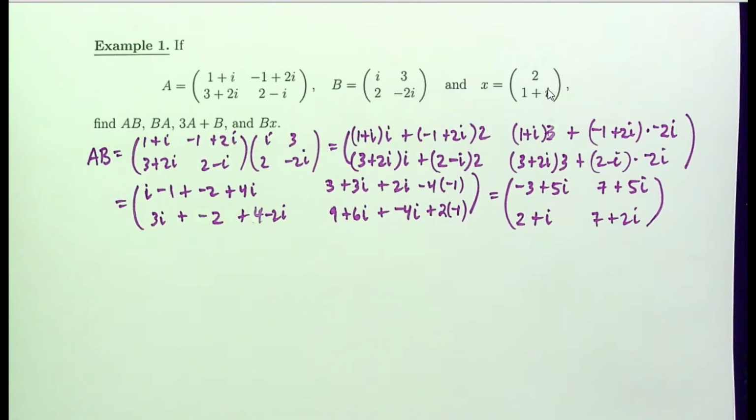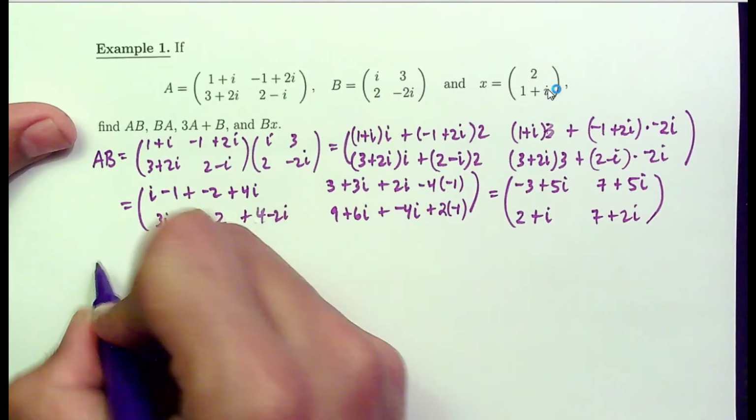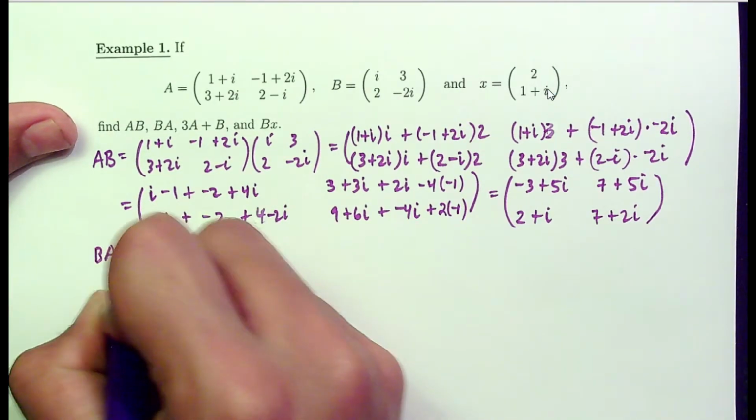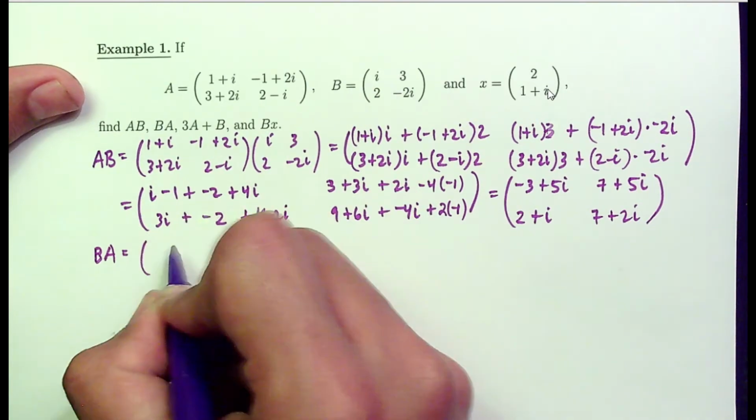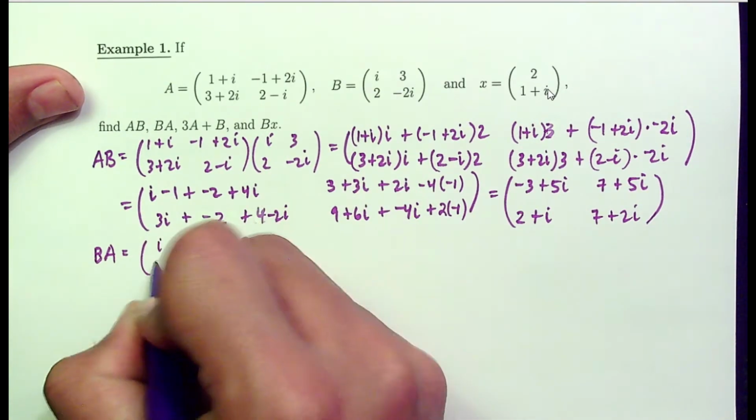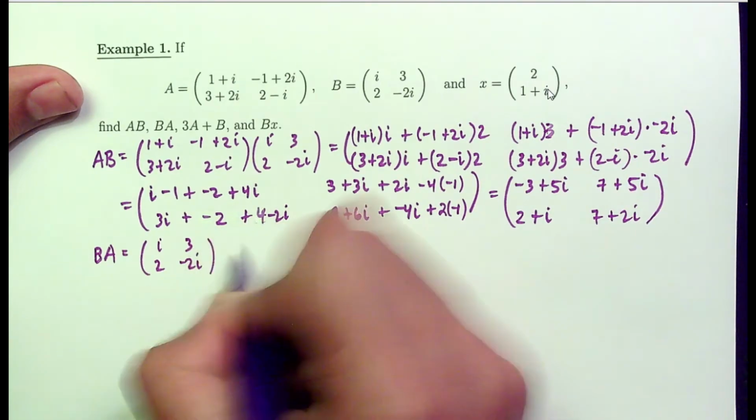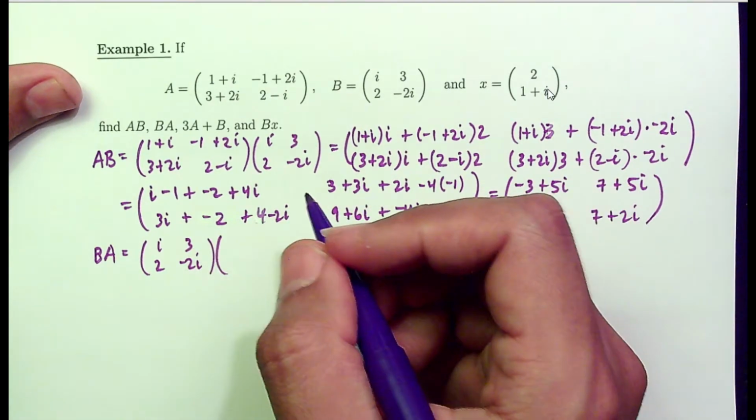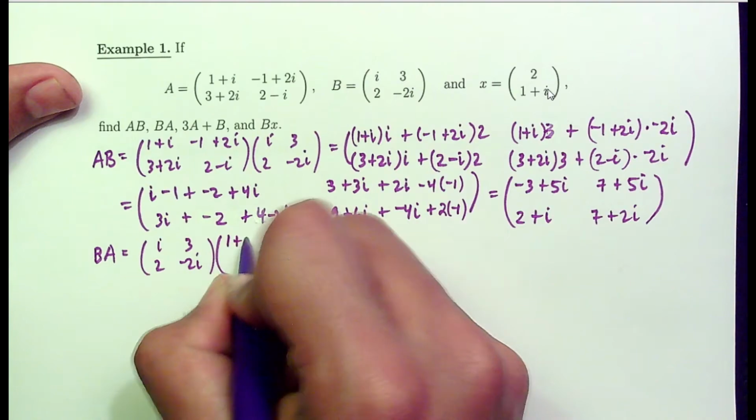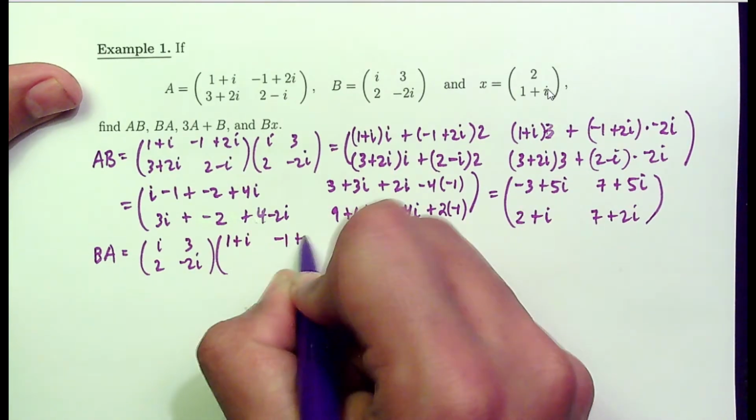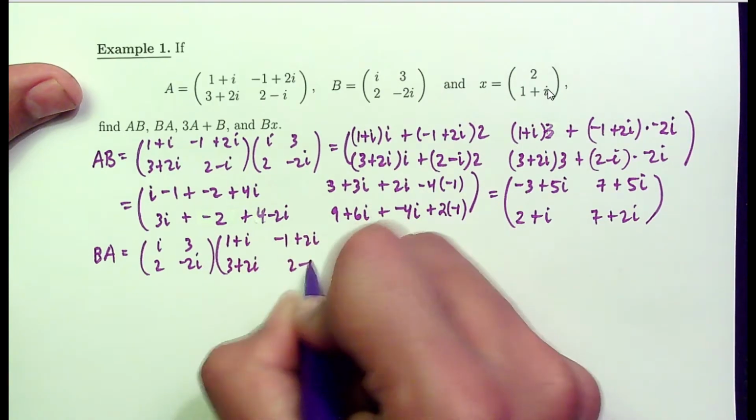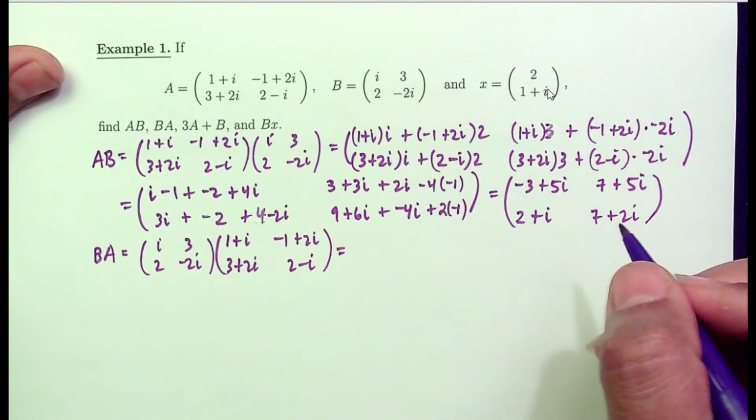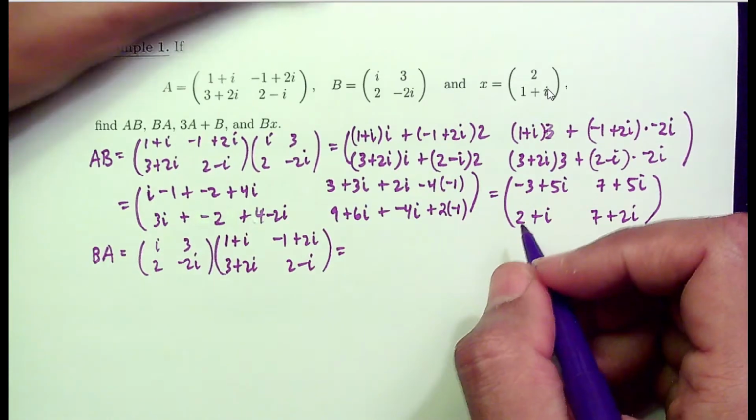Now let's do BA. This is B, A equals. Now I copy B first. This is i, 3, 2, negative 2i. And then I copy A. 1 plus i, negative 1 plus 2i, 3 plus 2i, 2 minus i. Okay, let's multiply.